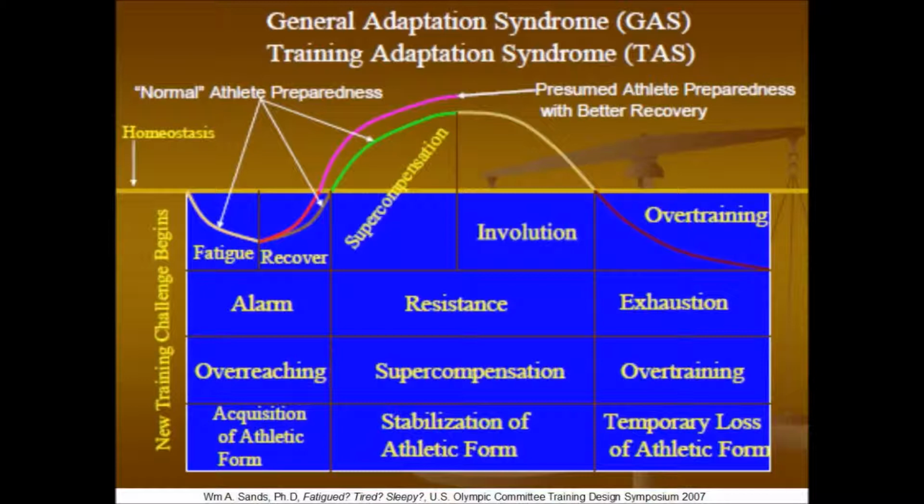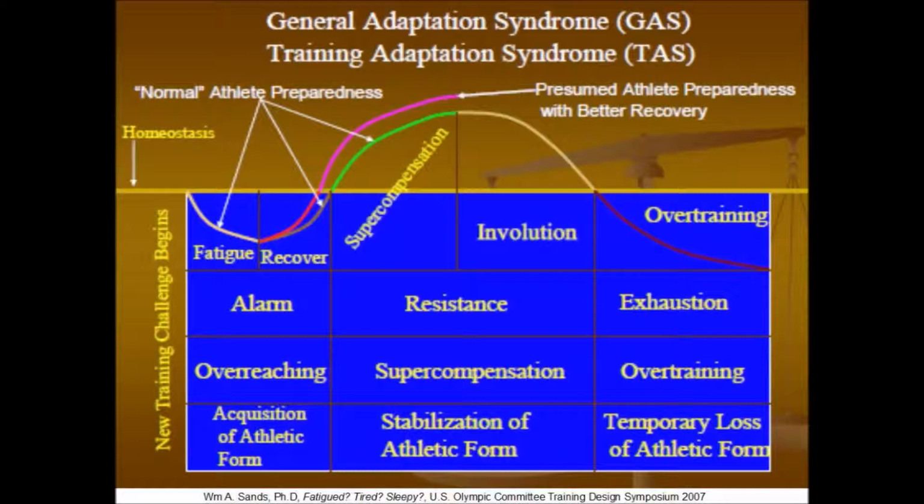And of course, if the athlete is eating and getting enough sleep, that is when those 2 lines go above homeostasis, and then the athlete has some type of super compensation, and then that cycle continues throughout the week or throughout the year. If you follow from left to right, it says fatigue, recover, super compensation, and then involution, which means they actually start to go back down.